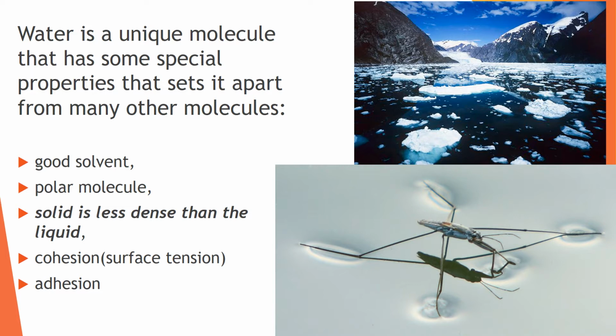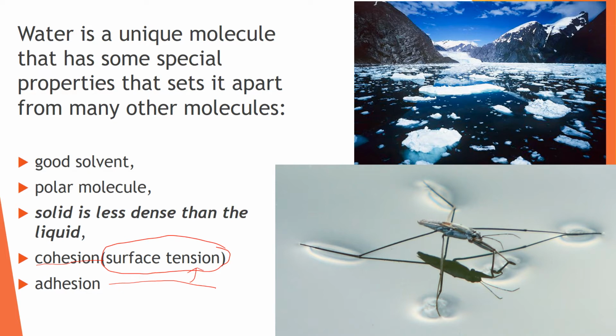Now, in your note package, I want you to make a note. There's a typo in your note package. In your note package, surface tension is listed as being behind adhesion. Surface tension is actually the result of cohesion. So sorry for the confusion. Just cross that out over here and put surface tension up to cohesion.